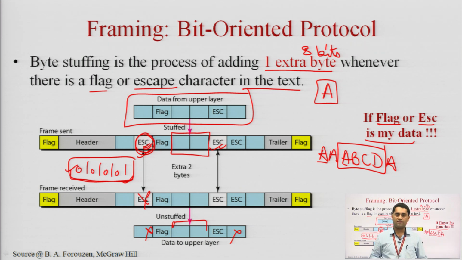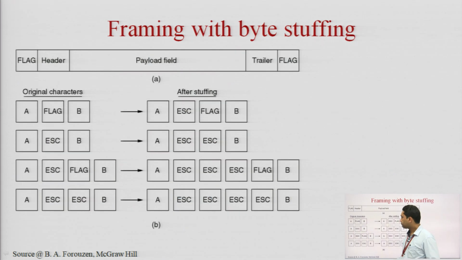Take one more example from your book. If your original value is this, we are representing the other one. Suppose this is my original character, A flag B. Now I want to add the escape, since this flag is used. So I am using this escape. The escape will be removed, which says the next one is to be considered. So this one will be considered. At the receiver end, what will it do? A, yes, it is escape, ignore it, then flag, then B.